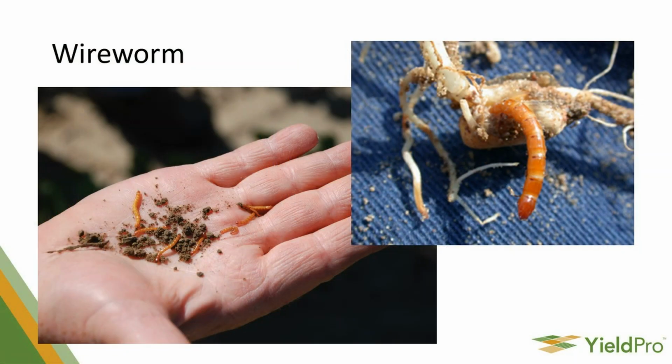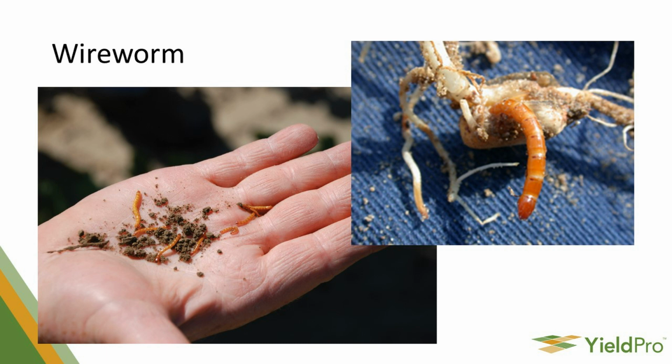Now, the other pest that I expect to be a big problem, and we've seen this also, right? Universities have collected a lot of data on moth flights. The other pest is wireworm, right? And so wireworm is the larval stage of a click beetle, and they are ferocious feeders.